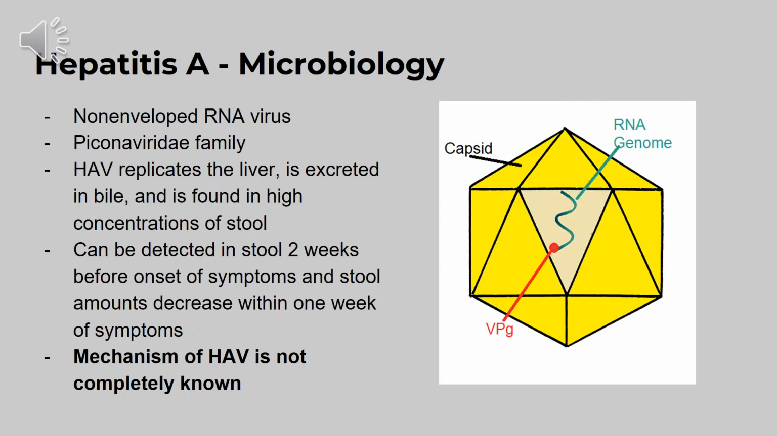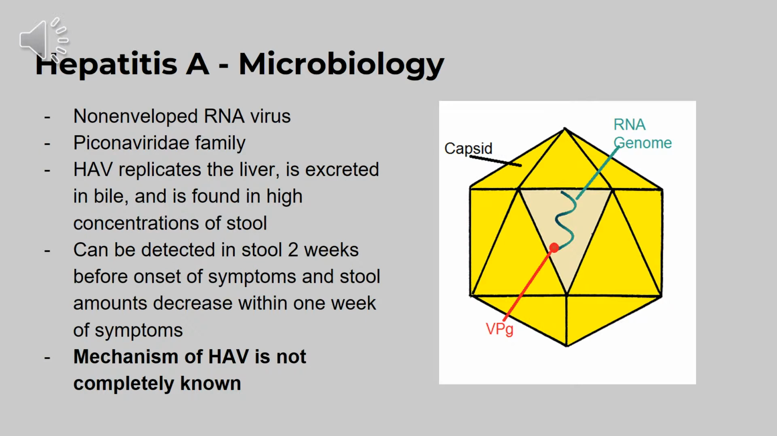So first we will discuss hepatitis A. The hepatitis A virus is a non-enveloped RNA virus, and it is a member of the Picornaviridae family. Sorry if I mispronounced that. This picture shows the structure of the hepatitis A virus. In depth, I think it does a pretty good job of showing its non-enveloped structure.